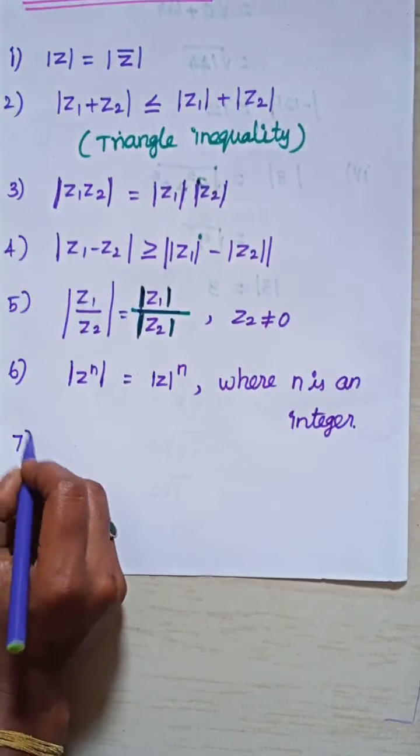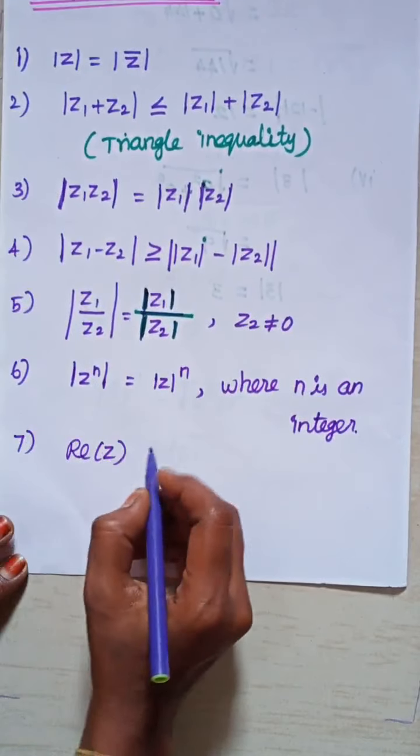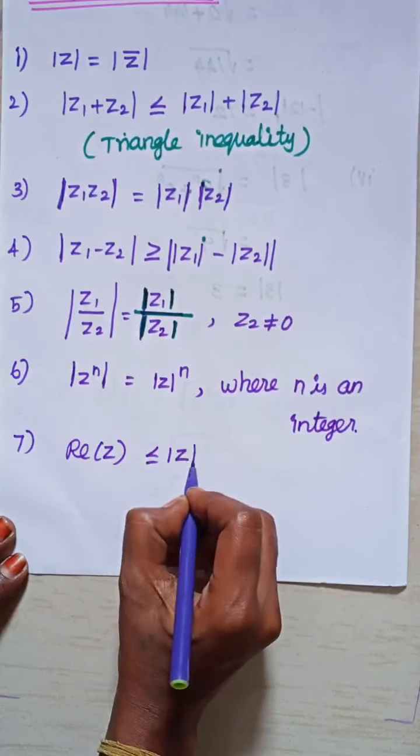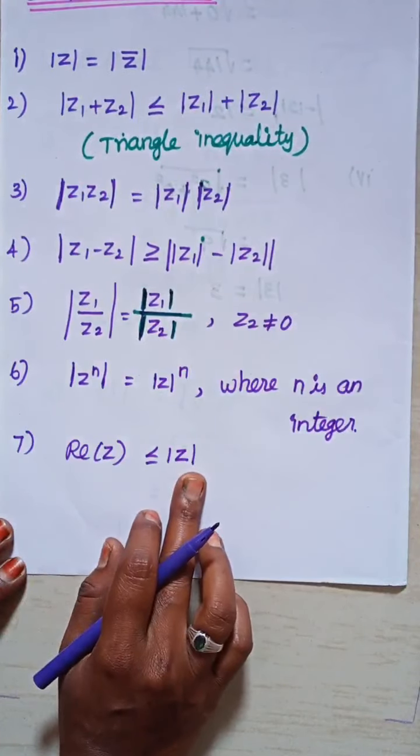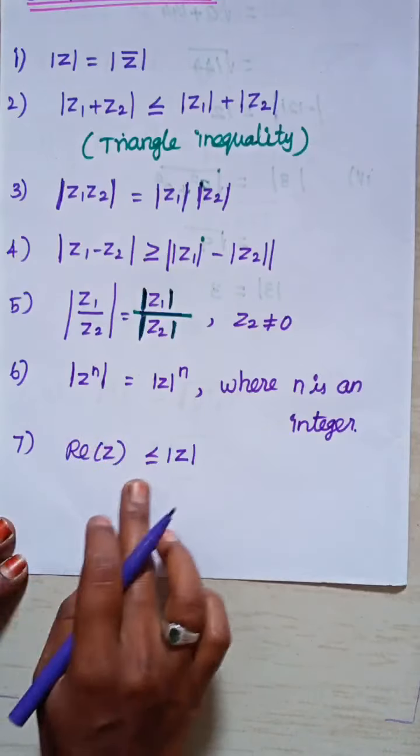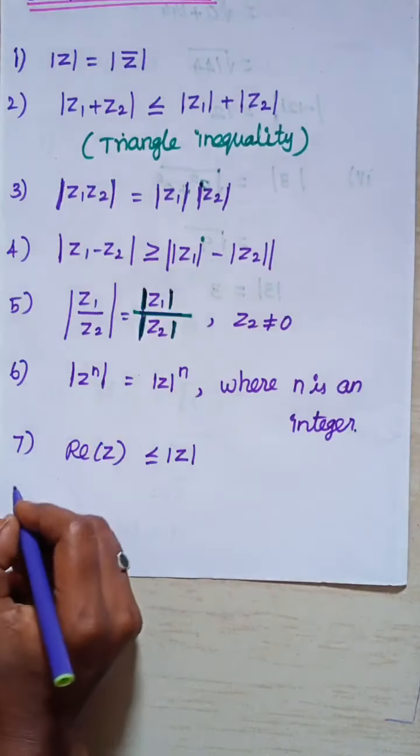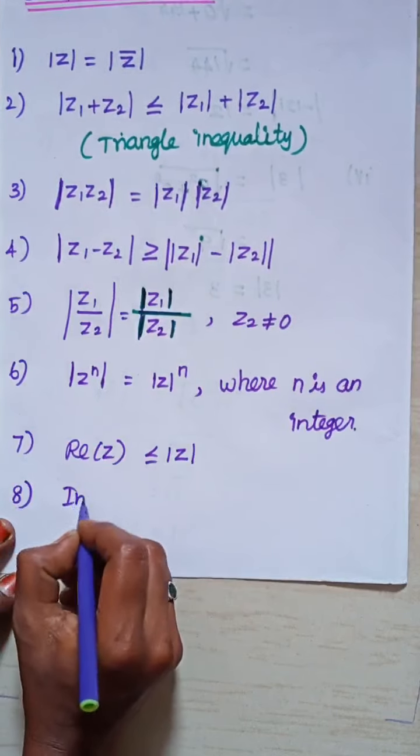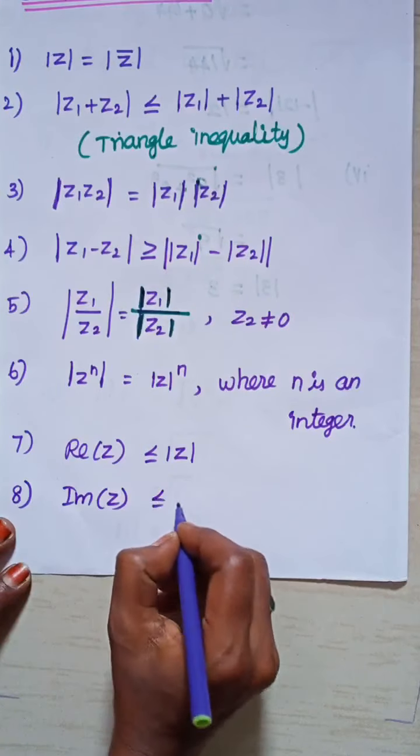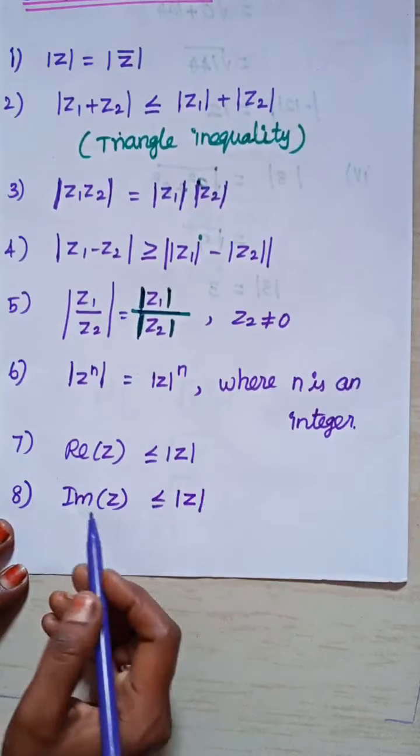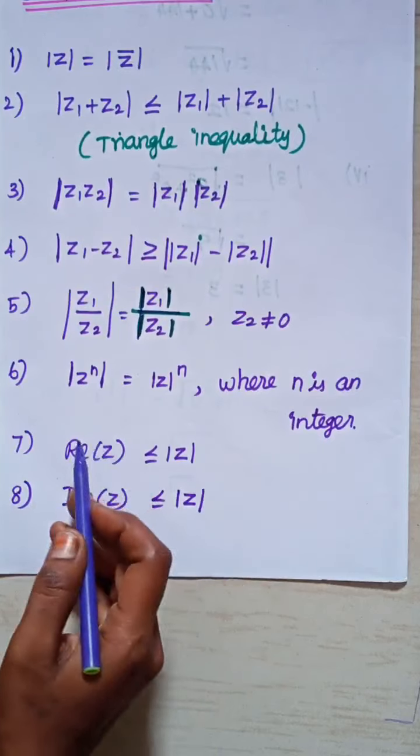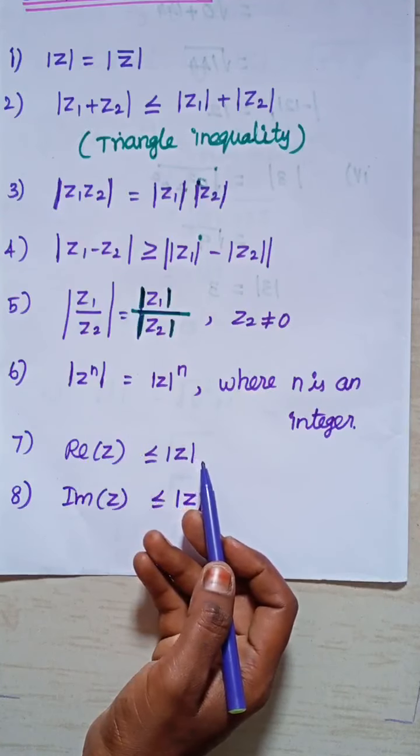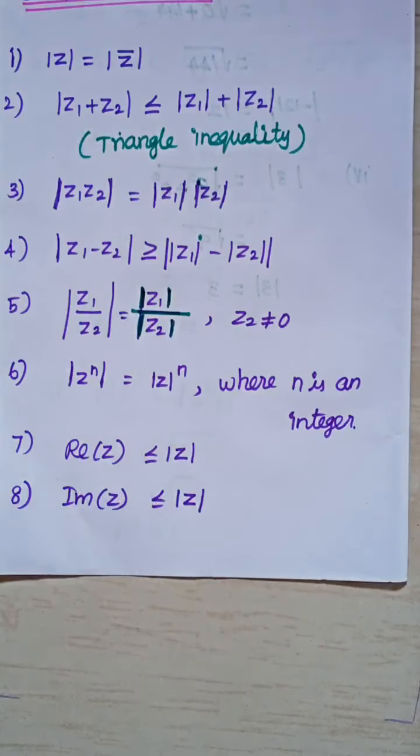And then the seventh property, real part of z is less than or equal to modulus of z. What is it? Real of z is less than or equal to modulus of z. This property is also used in the triangle inequality. Notice the eighth one, imaginary part of z is less than or equal to modulus of z. The real part is less than or equal to modulus of z, and the imaginary part is also less than or equal to modulus of z.